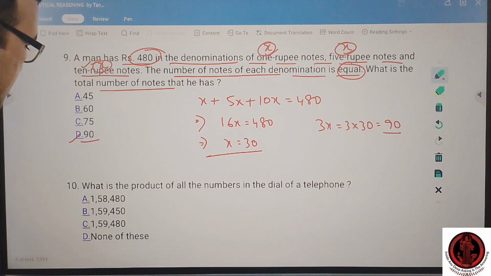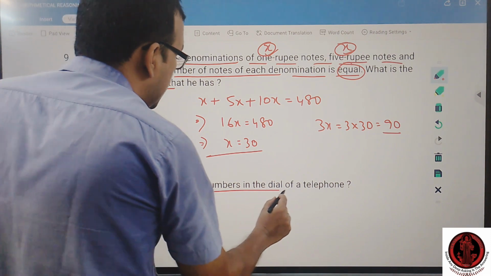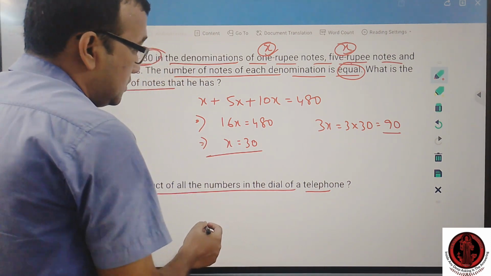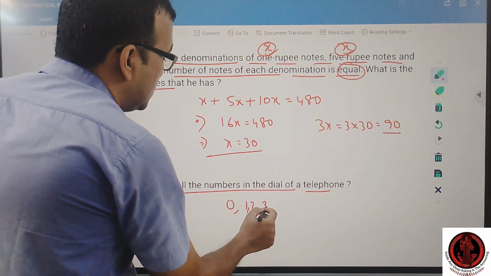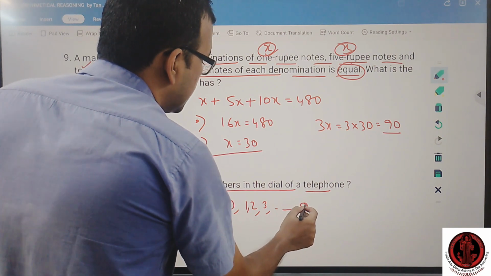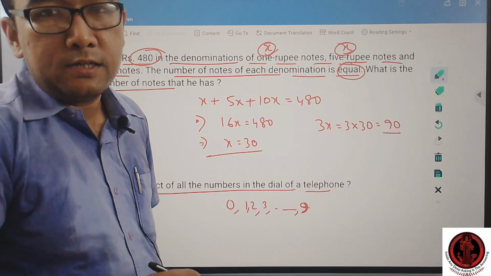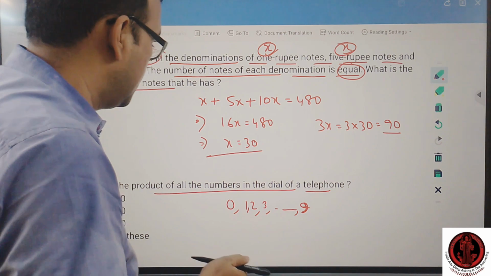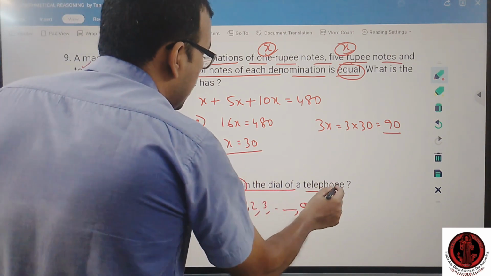Okay. Now the last question. What is the product of all the numbers in the dial of a telephone? Now in the telephone, how many numbers are there? That is basically 0, 1, 2, 3 up to 9. Total 10 numbers are there, starting with 0, 1, 2, 3, 4, 5, 6, 7, 8, 9.